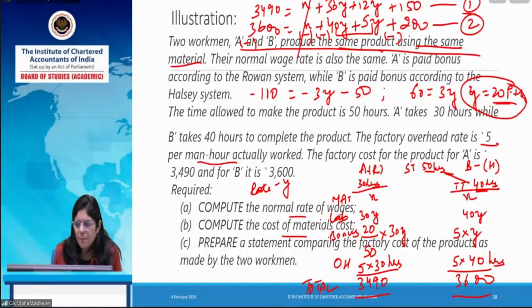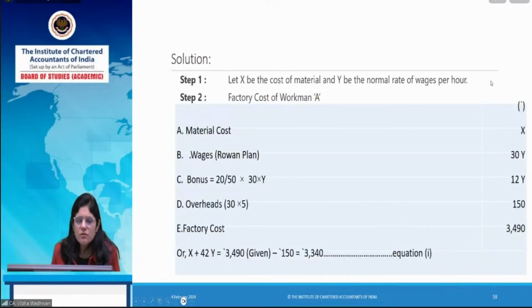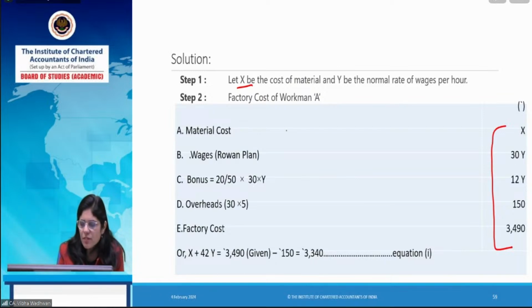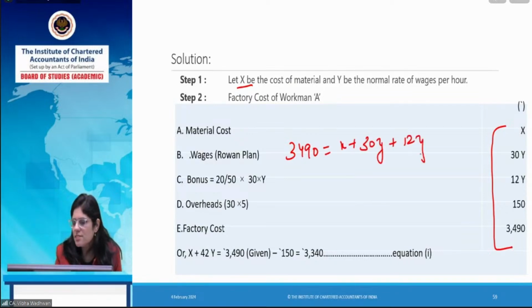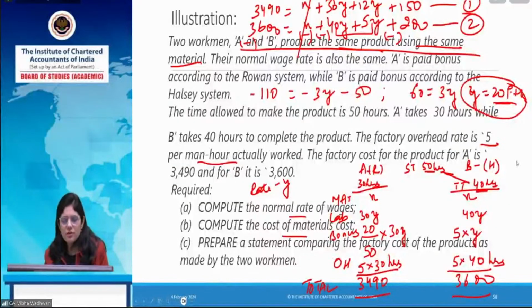All right. So see, this is also the clear one, although I have done it for you. So let X be the material. So this is equation number 1, exactly which we have done. So the equation is this: material, labor, bonus, and your overhead. The first equation you can write this way also: 3490 is equal to material plus basic wages plus bonus and plus overheads. Clear? So we have solved it. 20 per hour is the wage rate. I have done it here also, if you can see.